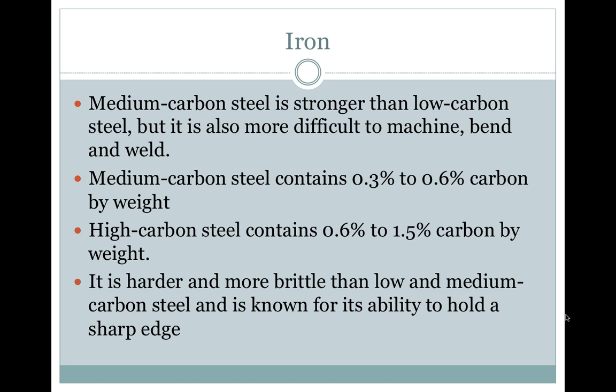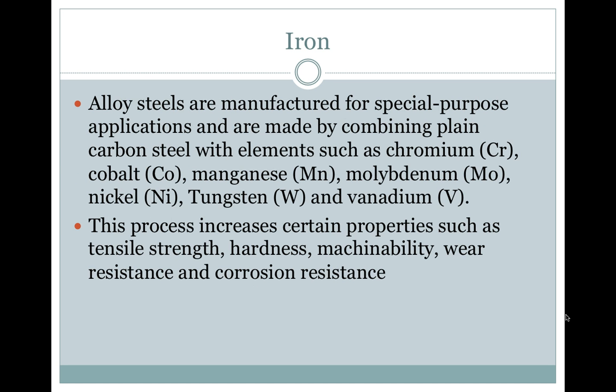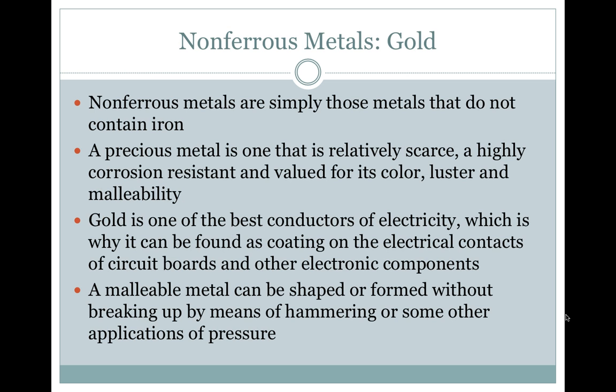a sharp edge. Alloy steels are manufactured for special purpose applications and are made by combining plain carbon steel with elements such as chromium, cobalt, manganese, molybdenum, nickel, tungsten, and vanadium. This process increases certain properties such as tensile strength, hardness, machinability, wear resistance, and corrosion resistance.